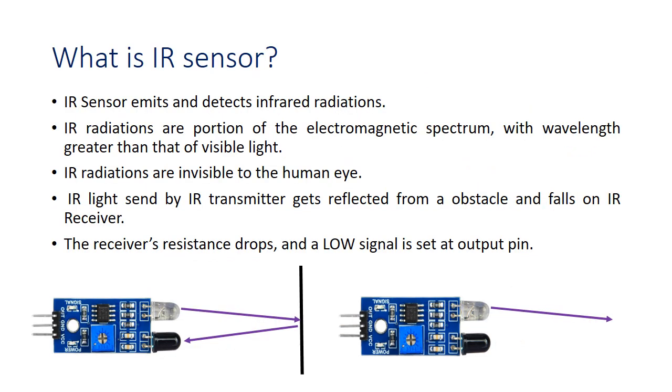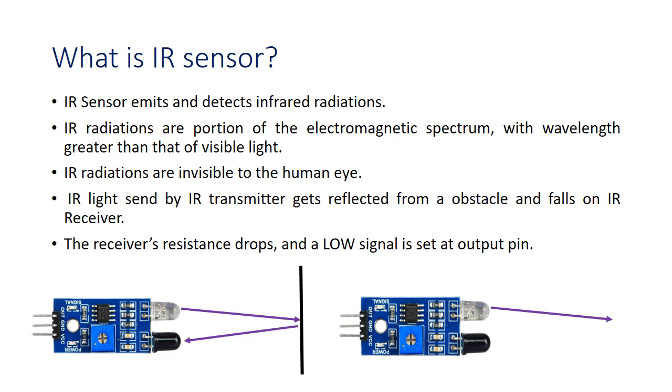Now we will see what is IR sensor. Here IR means infrared radiations. IR sensor emits and detects infrared radiations. Means we can say IR sensor emits infrared radiations, and if there is an obstacle in front of IR sensor, that radiation gets reflected, and that reflected radiation gets detected by IR sensor.